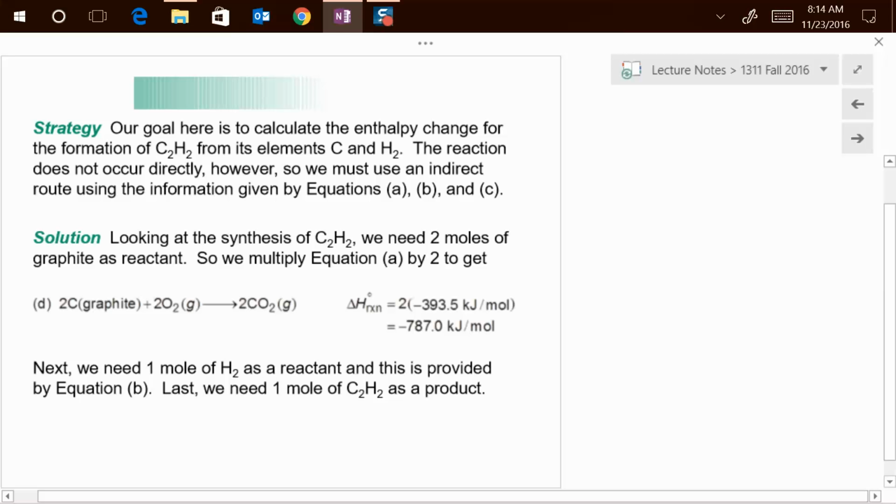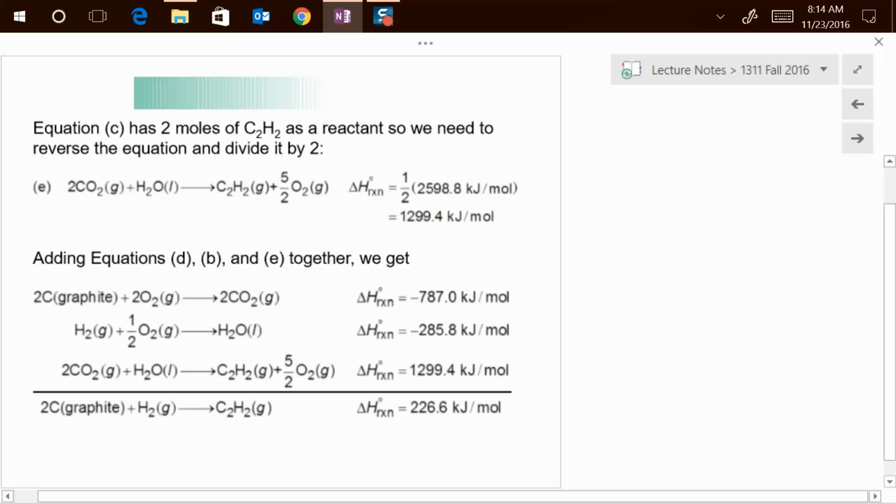So I guess this is just going to basically go through that. Here we need to multiply this by 2. So it went from negative 393.5 to negative 797.0 kilojoules per mole. So we multiplied that by 2. We had to divide this in half, so we had to do that to the energy as well. We're dividing it by half. So here we're going to divide that in half. We're going to get 1,299.4 kilojoules per mole.